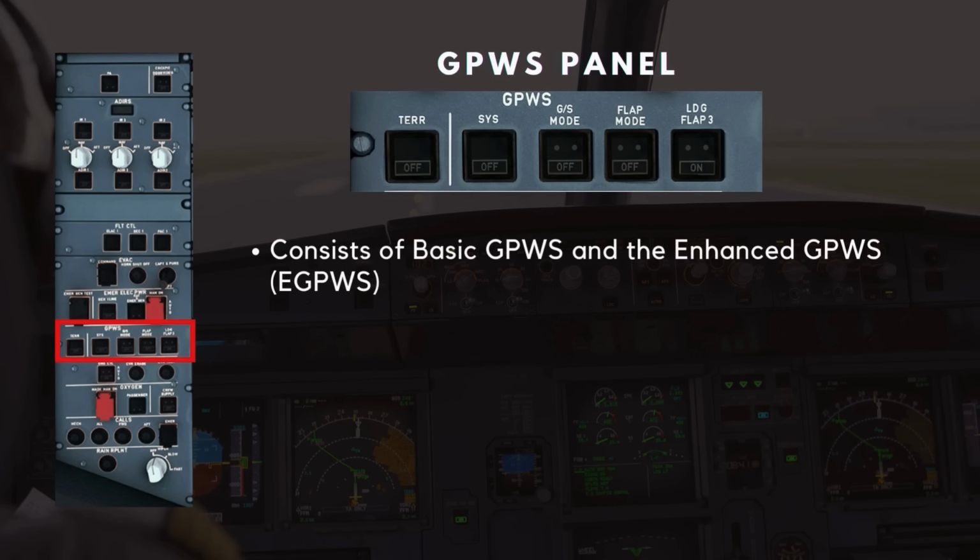Ground Proximity Warning System Panel. There are 2 systems controlled by this panel: the basic GPWS and the enhanced GPWS, known as eGPWS. In another video, we will go over the GPWS system in detail. This tutorial will simply cover the functions of the GPWS push buttons.